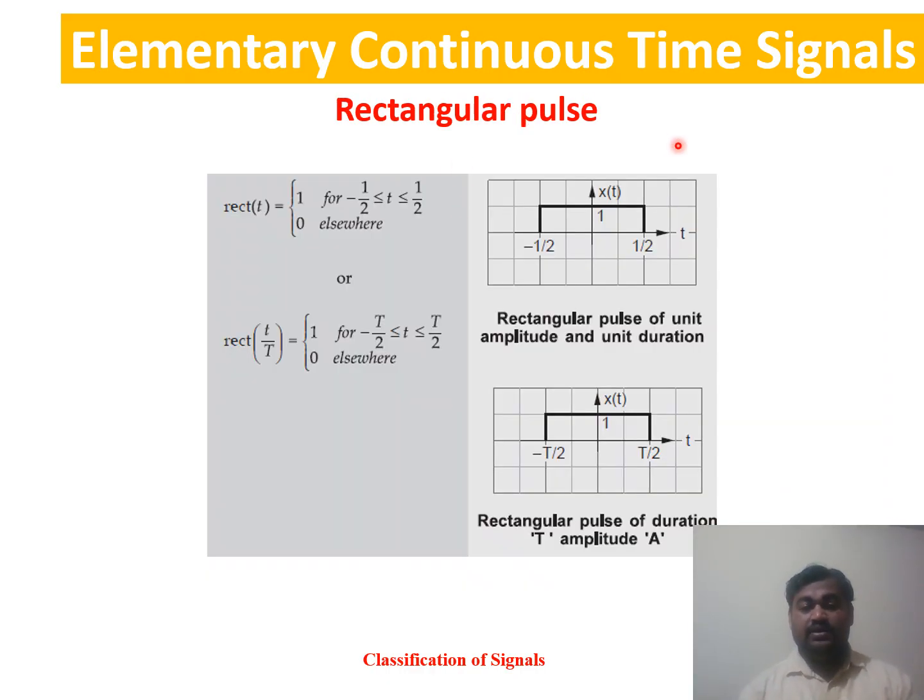Next signal is the rectangular signal. It is represented as rect of t. Rect of t equal to 1 for minus 1 by 2 less than t less than 1 by 2. For the period minus 1 by 2 to plus 1 by 2, the value is 1. This is called a rectangular signal. The second one, rect of t by T equal to 1 for minus T by 2 less than t less than T by 2, 0 elsewhere. This is a rectangular pulse.